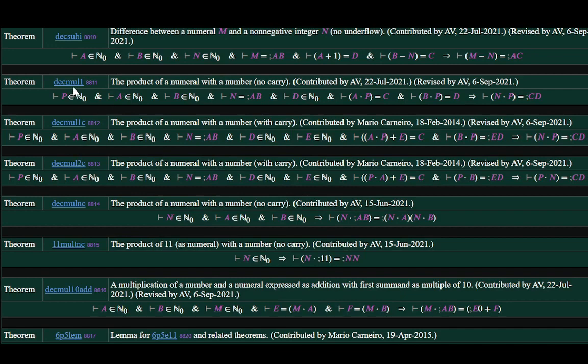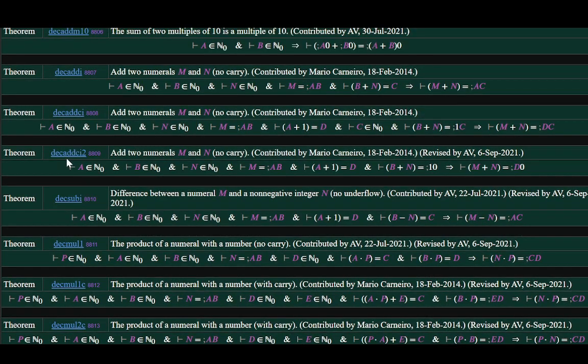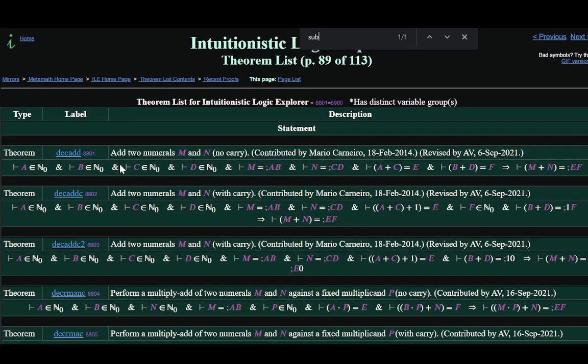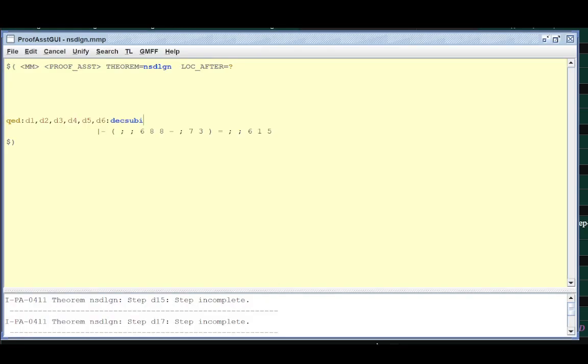So dec mul, that's probably going to be useful later if we want to multiply them. Dec addy ci2. And I can search in this page for sub. It's literally only got one theorem. Okay, that's not giving us a lot of options there. All right, let's try proof strategy number 2. The future of the world hangs in the balance.